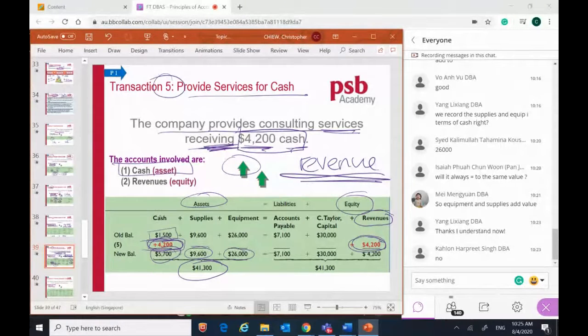Now, let us see whether the equation balances or not. Total assets, 41,300. Total liability, we still owe 7,100. But your owner's equity now is a $30,000 capital plus the $4,200 revenue. The total now is 34,200 plus the 7,100 liability. Total on the right hand side, 41,300. Is your left hand side equal to your right hand side?